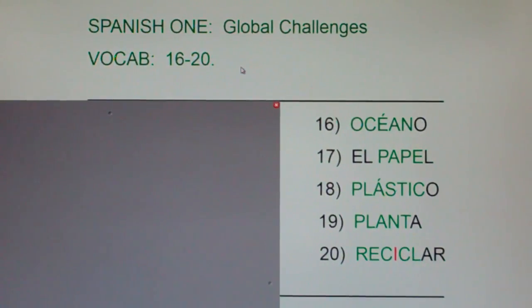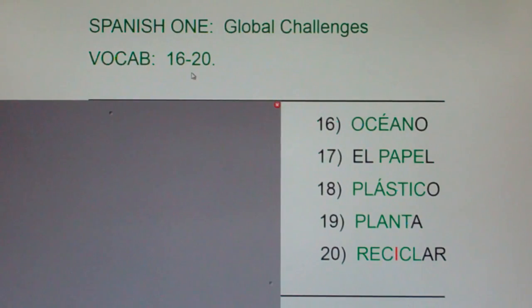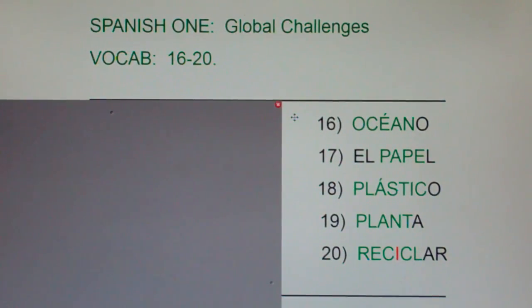Spanish 1, global challenges, vocabulary words 16 through 20. I'm going to say each of these words in English, then Spanish, and clap, and I'd like you guys to repeat with me, okay?